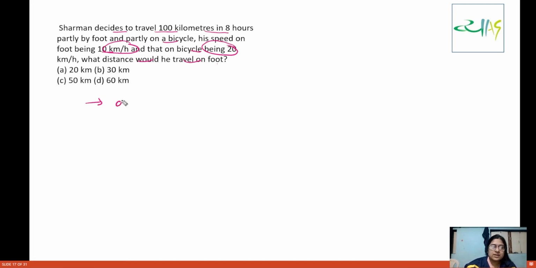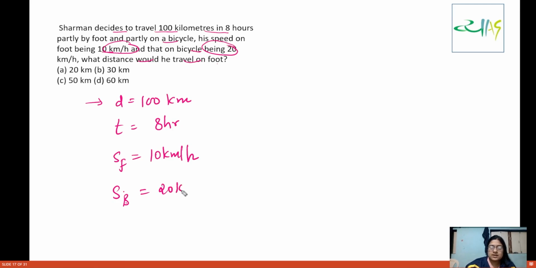It is given that the total distance is 100 kilometer. The time taken to travel that 100 kilometer is 8 hours. His speed on foot is how much? 10 kilometer per hour. And his speed on a bicycle is 20 kilometer per hour.